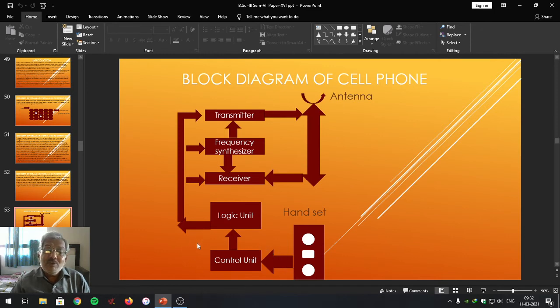Control unit produces the timing signals which are given to the logic unit. Logic unit performs the logical steps. Accordingly, logic signals are provided to the respective blocks, that is receiver, frequency synthesizer and transmitter. Look at here, these are the connectors which are represented, as per logic steps generated, software generated, already existing in that.